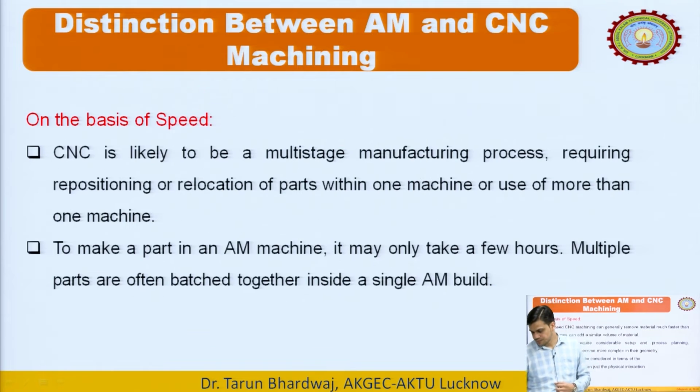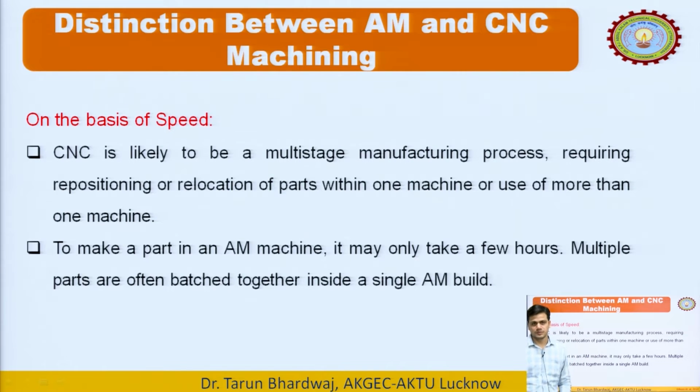Now on the basis of speed, CNC is likely to be a multi-stage manufacturing process requiring repositioning or relocation of the part within one machine, or the use of more than one machine. It means if you have a very complex part, it may be possible that you require a number of machines. But in additive manufacturing it is not like that. You go for any product in a single stage, and in terms of time, making that part in an AM machine may take only a few hours.